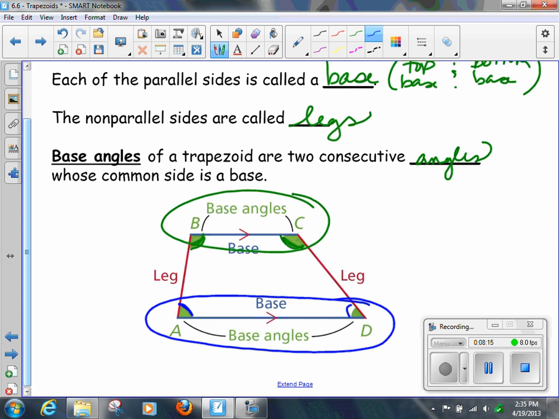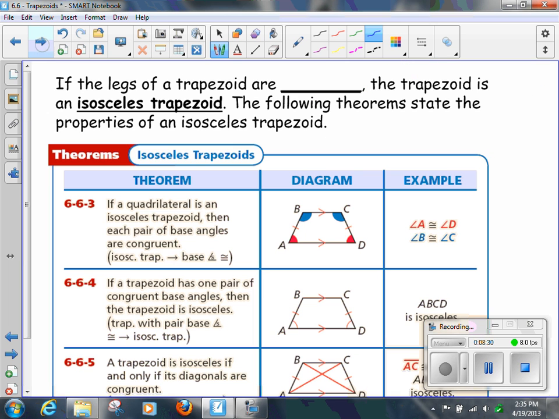And notice something about those angles. Sometimes they're going to be what? Sometimes they're going to be congruent. Certain times. Let's look at it. When? If the legs of the trapezoid are congruent, the trapezoid is called an isosceles trapezoid. Okay? An isosceles trapezoid. It says the following theorems state the properties of an isosceles trapezoid. And it's got all of those theorems there.